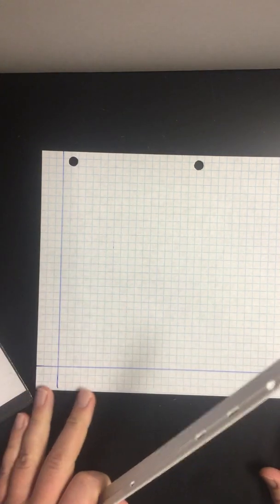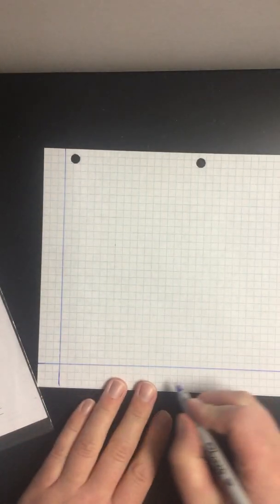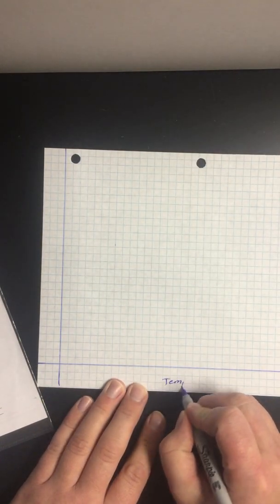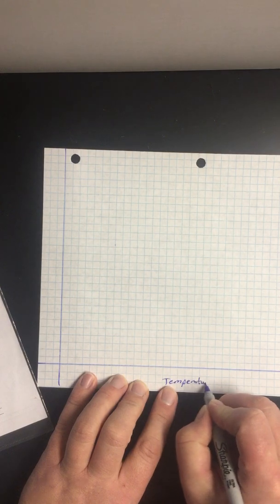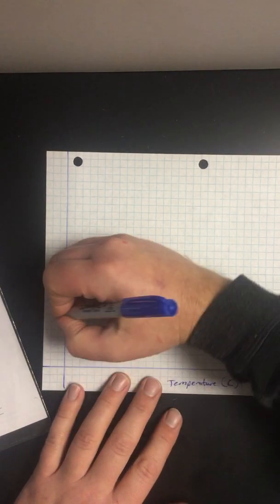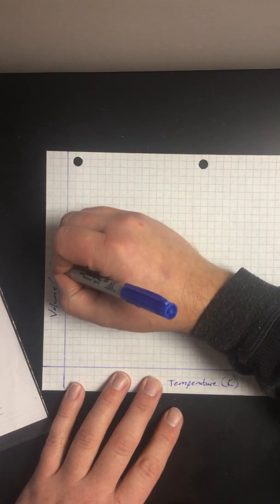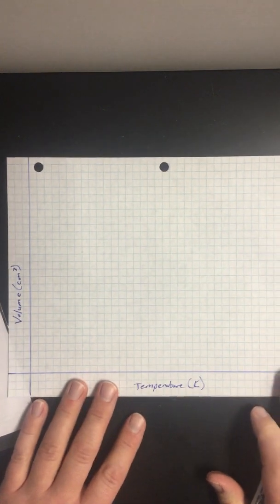And we're going to label them the same way it says here. Temperature, independent. Do not shorthand it. Don't put temp or something like that. Put the whole thing. Then over here is going to be our volume. Make sure we always put the units with it.